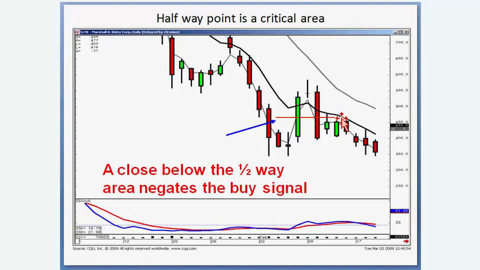Now, if you put your stop too close, yeah, that may just have been normal fluctuation. The halfway point of the candle, not the full range, just the candle.